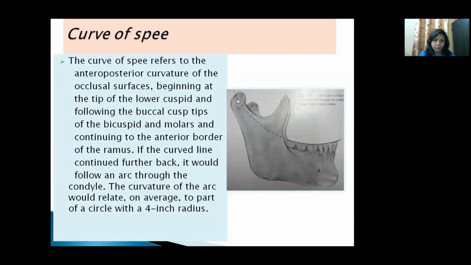It passes back through the condyle. The curvature of this arc would relate on average to a part of a circle with a 4-inch radius. So this is a compensating curvature given by F. Graf von Spee, so named as the curve of Spee.